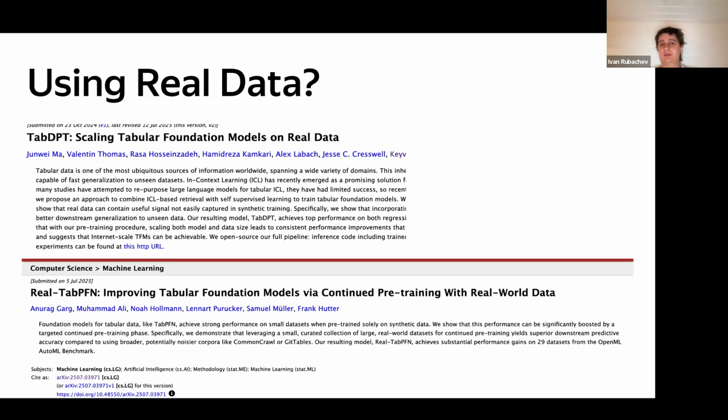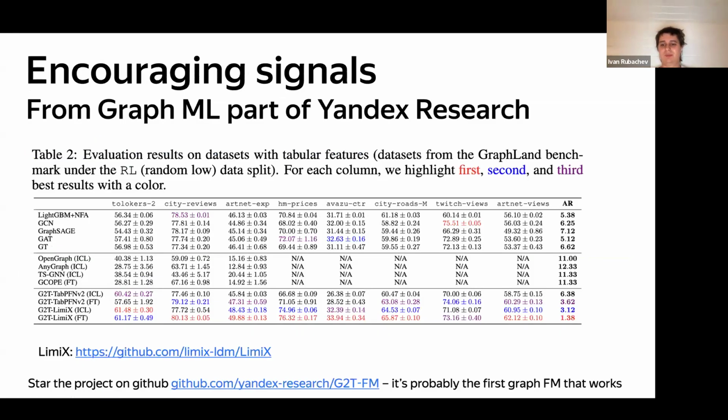Another encouraging sign about tabular foundation models is that these models are basically the only models that are good graph foundation models. So a bit of a precursor: there is a whole part of machine learning that deals with graph data, like graph machine learning.